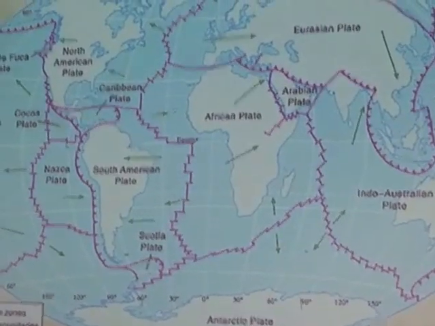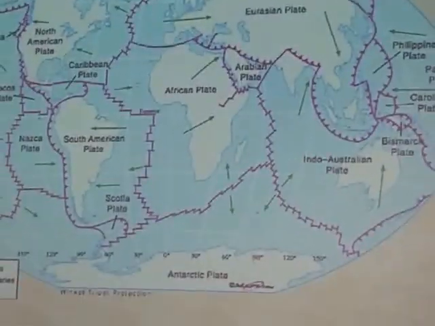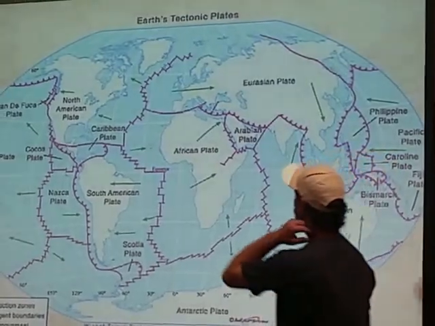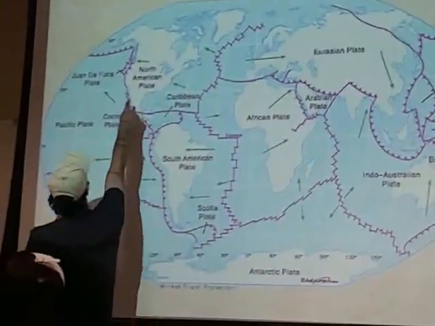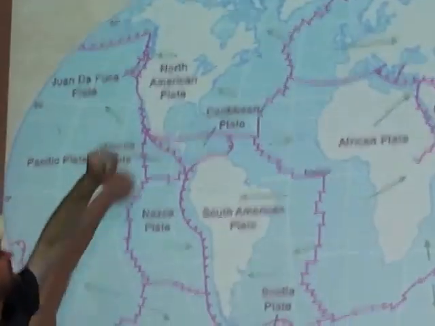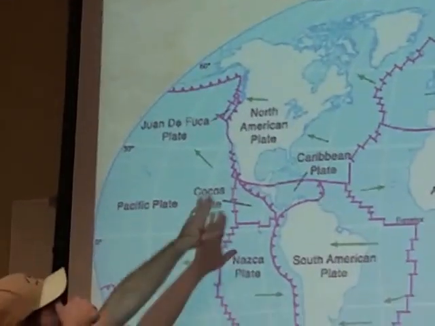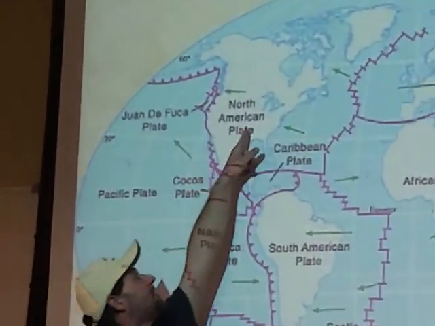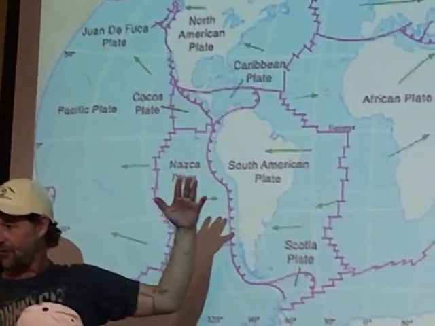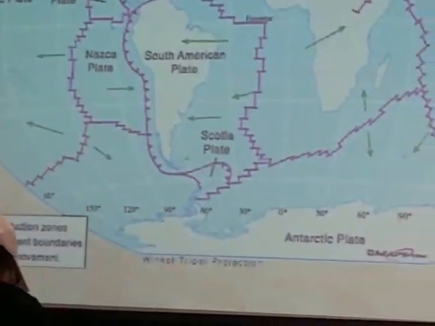We can look at the distribution of tectonic plates. Here's our North American plate. This is why California might fall through the ocean at some point. There are minor plates as well. There's a minor plate that runs from Missouri to Oklahoma. These are just the major plates.